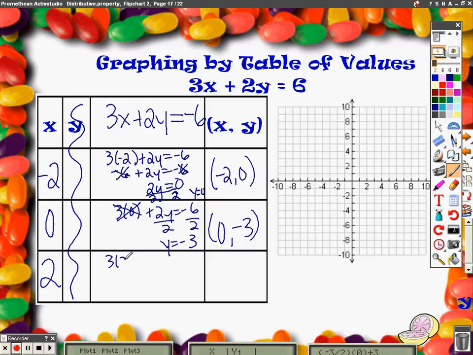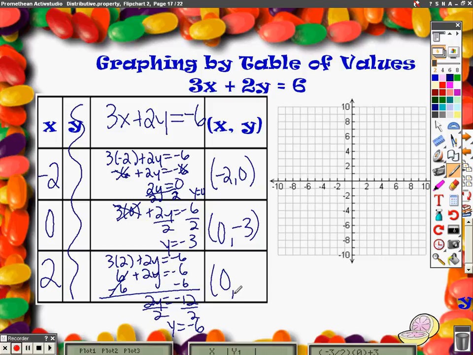And then my last one, 3 times 2 plus 2y is equal to negative 6. 6 plus 2y is equal to negative 6. If I subtract 6 on both sides, don't get this one confused. I'm subtracting a positive 6 on both sides. These cancel, leaves me 2y is equal to negative 12. Divide by 2, divide by 2. y is equal to negative 6, and I'm losing room here. Keep in mind that this one right here gave me a negative 6, and this one over here gave me a positive 6. Do not get those confused.